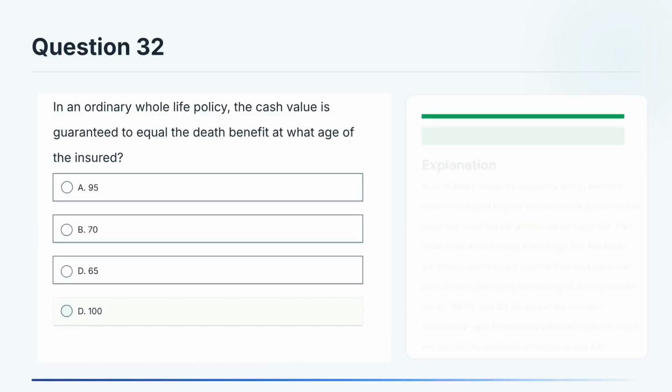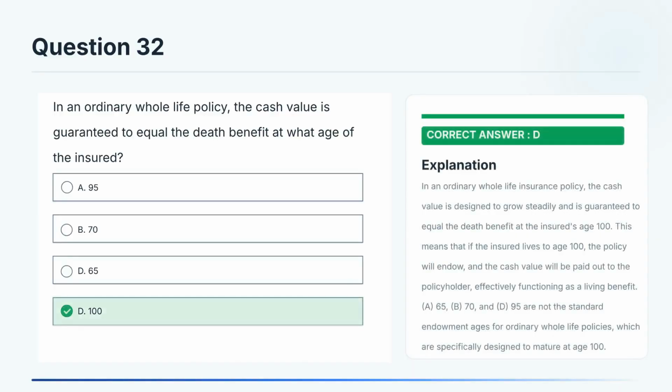The correct answer is D. 100. In an ordinary whole life insurance policy, the cash value is designed to grow steadily and is guaranteed to equal the death benefit at the insured's age 100. This means that if the insured lives to age 100, the policy will endow, and the cash value will be paid out to the policyholder, effectively functioning as a living benefit. A, 65, B, 70, and D, 95, are not the standard endowment ages for ordinary whole life policies, which are specifically designed to mature at age 100.